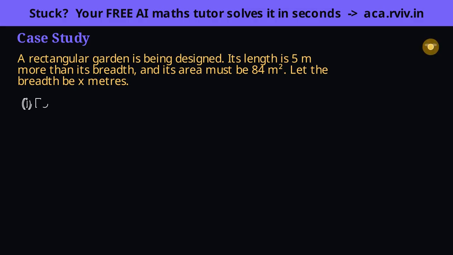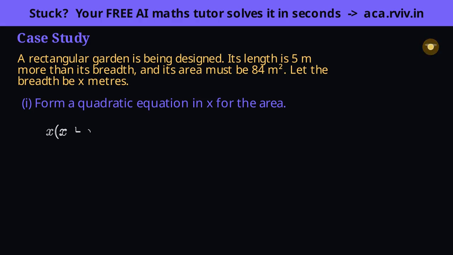Breadth is x, and length is 5 more than breadth, makes the length x plus 5. Area is length times breadth, equal to 84, and multiplying two x expressions is what creates the square. So breadth times length, x times x plus 5, equals 84, multiply out and move 84 across, giving x squared plus 5x minus 84 equals 0. That's our quadratic formed.